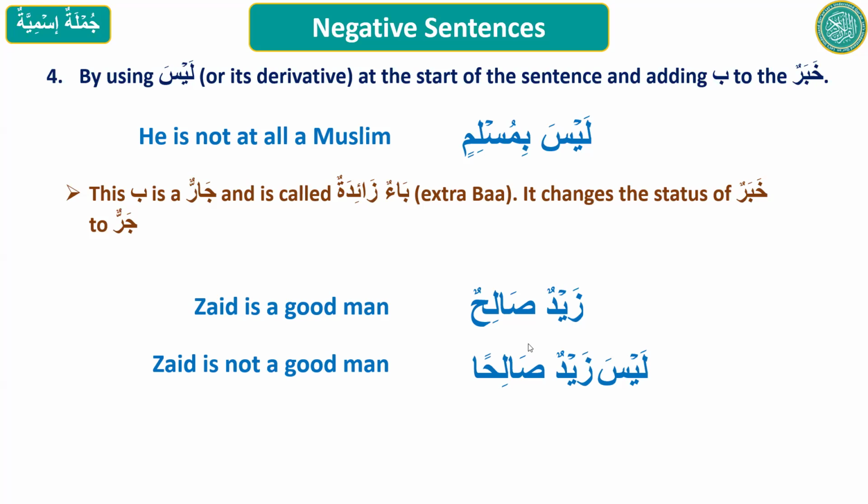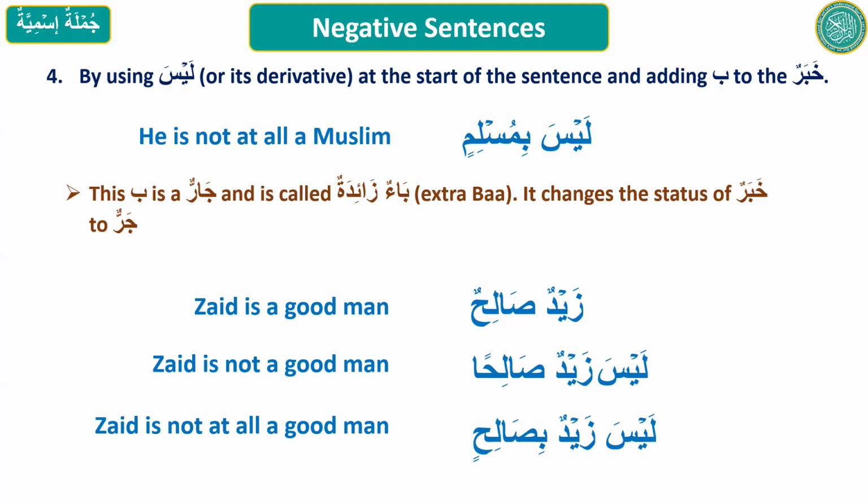So okay, next one. Zaid is not a good man at all. Brother Ahmed. ليس زيد بصالح. Yeah, very good. Thank you, Brother Ahmed. Zaid is not at all a good man. So now Bisalihin is khabru Laysa. Zaidun is ismu Laysa. Ism of Laysa.